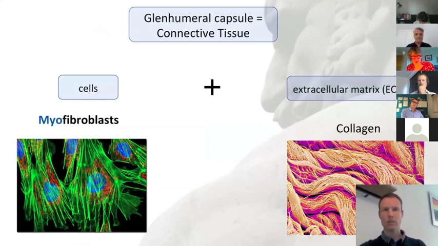So let's go more into detail. The glenohumeral joint capsule is connective tissue. This contains cells and extracellular matrix proteins. The predominant cell type are fibroblasts, and they can differentiate into myofibroblasts. And the extracellular matrix protein that's most important in frozen shoulder is collagen, in an abundant amount in a disorganized fashion.